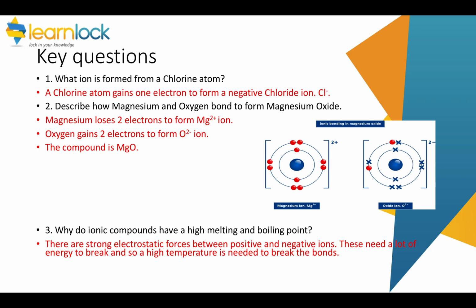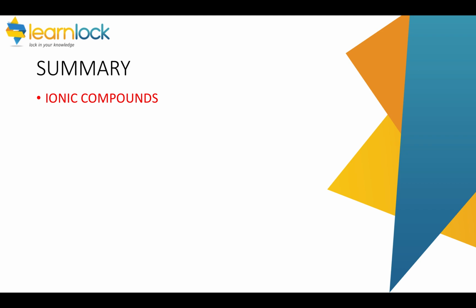Why do ionic compounds have a high melting and boiling point? Because of the electrostatic forces between the positive and negative ions. Because those forces are so strong, they need a lot of energy to break, and so a high temperature is needed to break that bond. In summary, we've looked at ionic compounds.